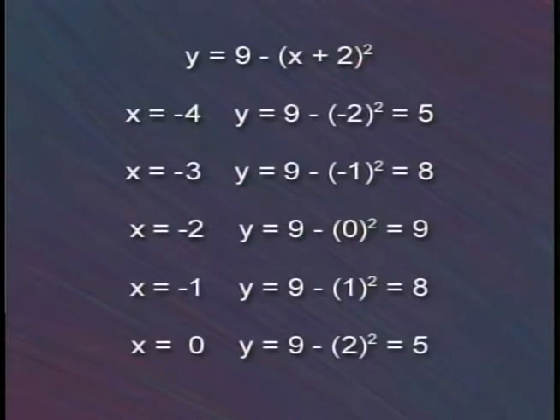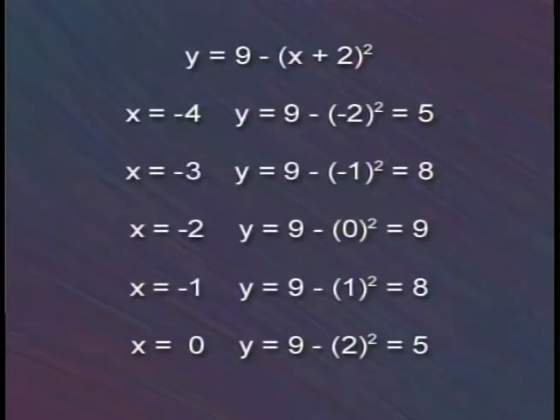The value of y is 5 when x equals negative 4, y equals 8 when x equals negative 3, y equals 9 when x equals negative 2, y equals 8 when x equals negative 1, and y equals 5 when x equals 0. Thus, when x equals negative 2, y has its maximum value.